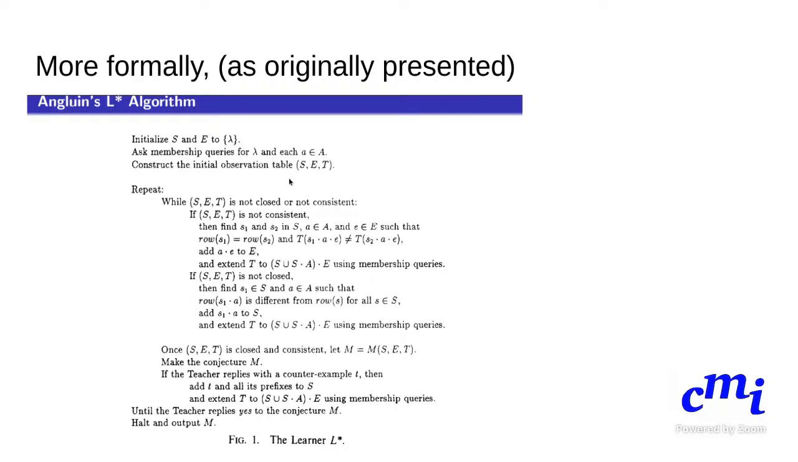So I just wanted to show this slide because it's an important algorithm in learning theory. The crux of the L-star algorithm is to make an observation table, where S, E, and T are the components of the observation table. I apologize, I don't have slides for it, or I will try to annotate if I can.